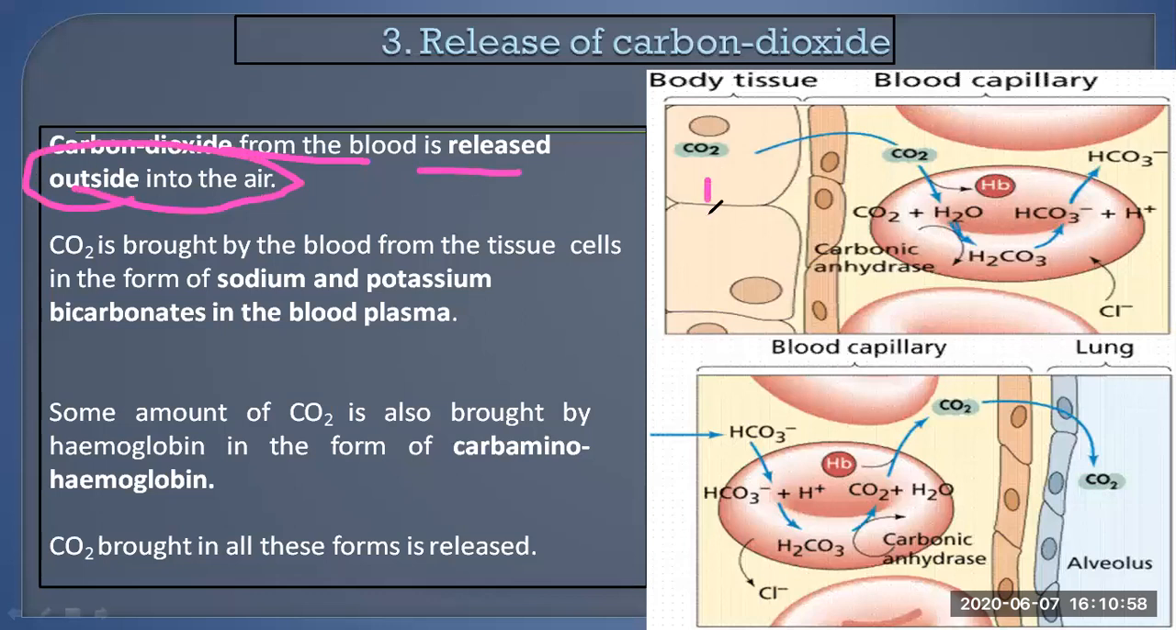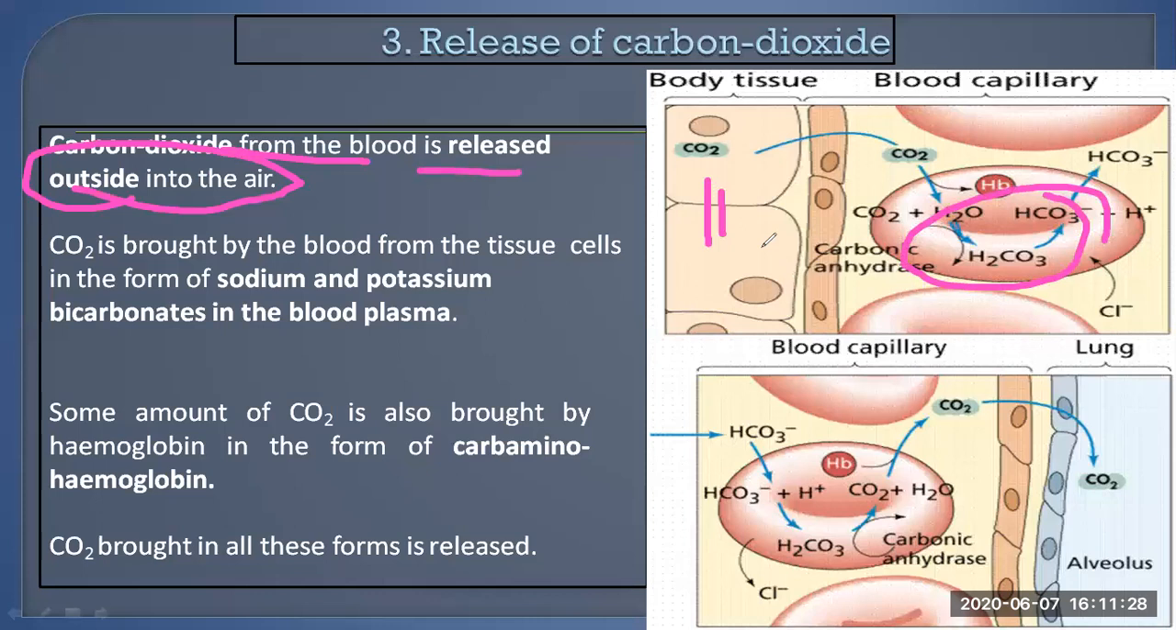Suppose this is the blood capillaries, the pulmonary artery, and this is your lungs. We will also discuss this later. After that, one figure will come which clarifies the details. So how many percent of the transport of CO2 takes place where? Like oxygen, 97% is transported in the form of hemoglobin and 3% in the blood plasma.